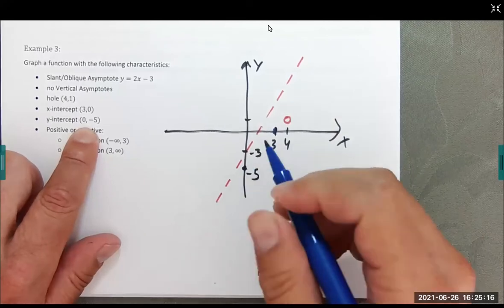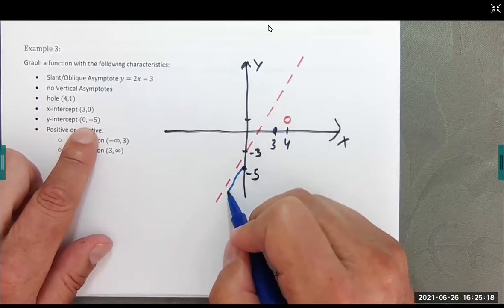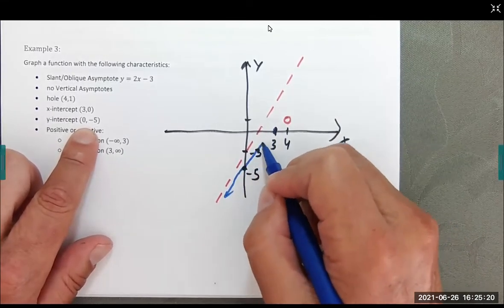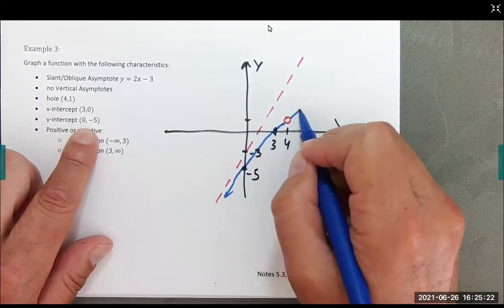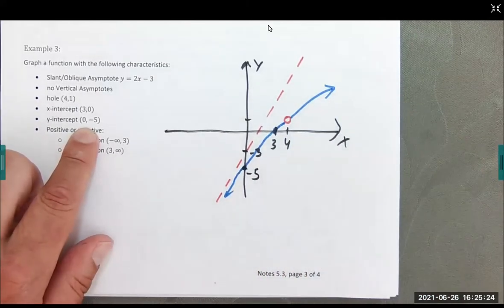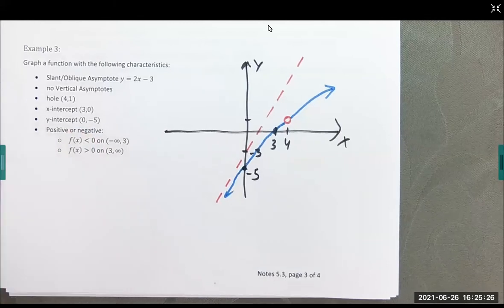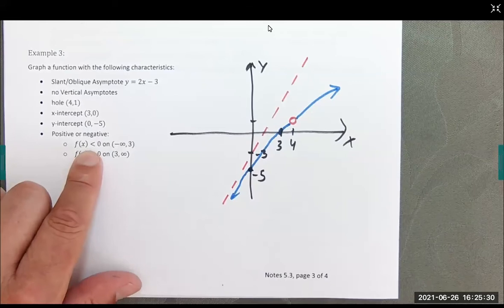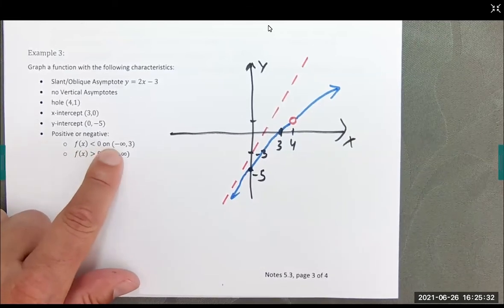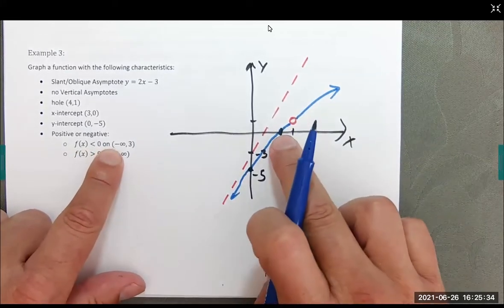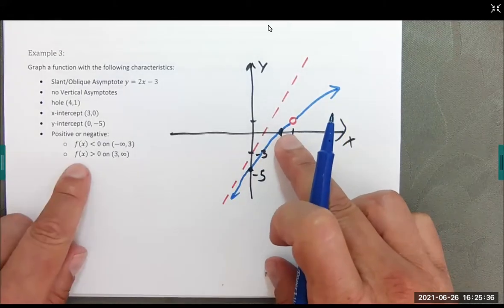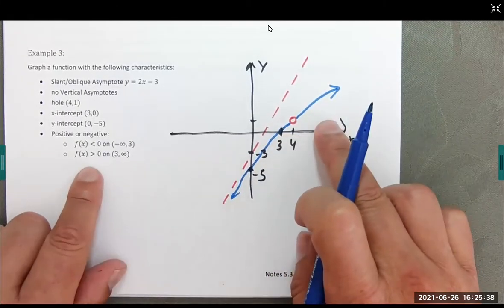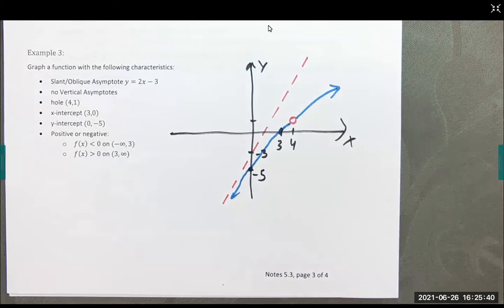So I'm seeing a pattern here. It's looking like it's going to do this and come up through here, and bounce off, something like that. Oh, I need to take this into account. So let's hope that I'm right. From negative infinity to 3, it's negative. It is. So it's negative. Good. And then from 3 to infinity, it's positive. Perfect.